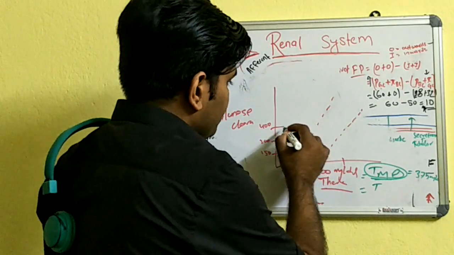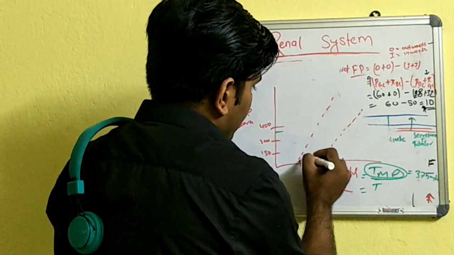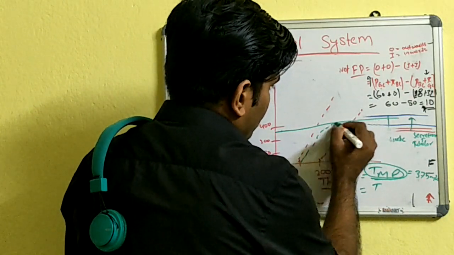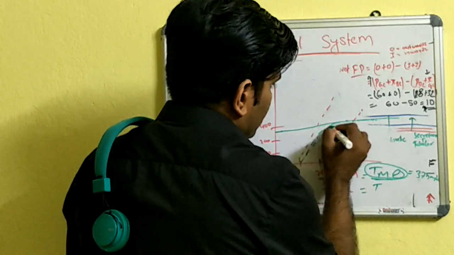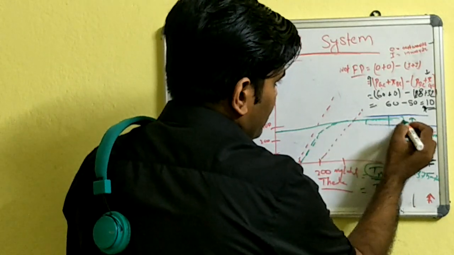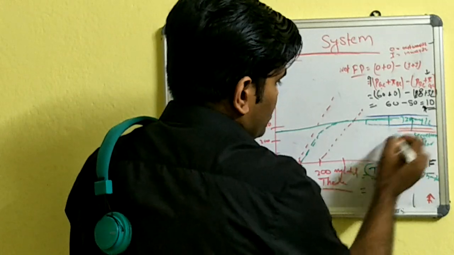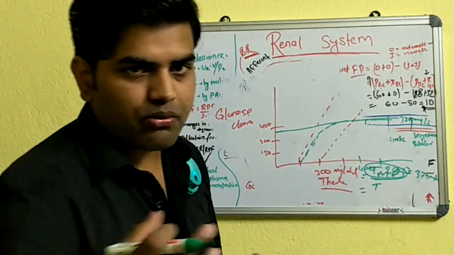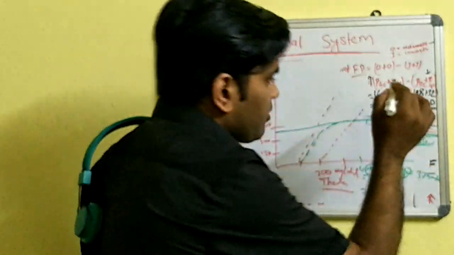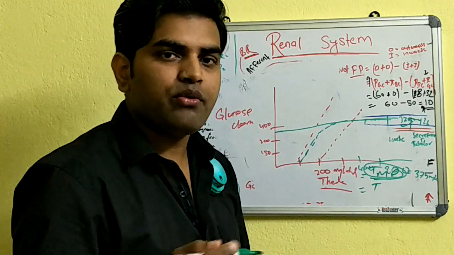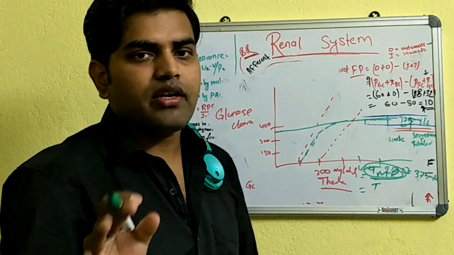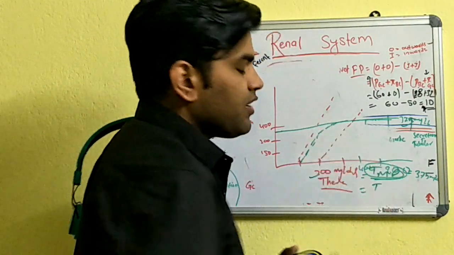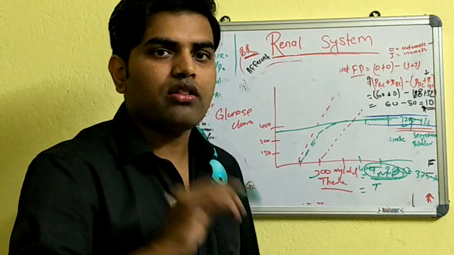After this, at this point there will be a plateau, a flat formation. It means only 375 milligram of glucose will be absorbed. Whether it reaches 400 or 800, whatever the glucose level in your plasma, it will absorb only 375 milligram per minute. Above that, all will be excreted into the urine and lost. So this is the concept of threshold and Tm, that is, saturation of all the receptors.